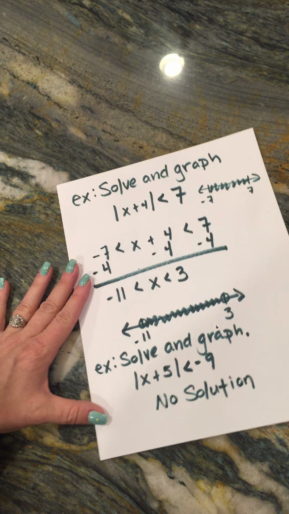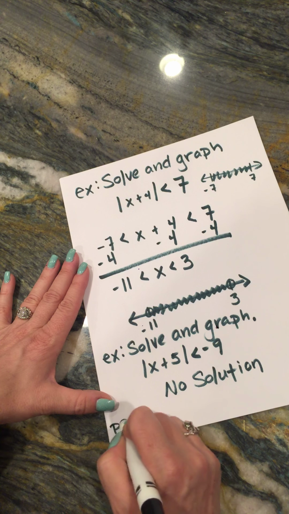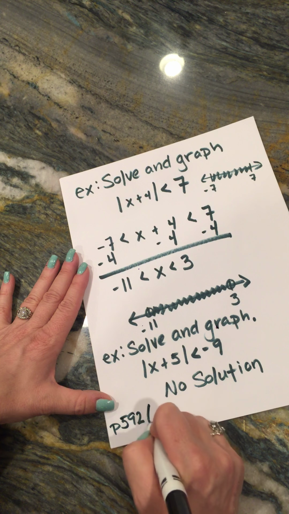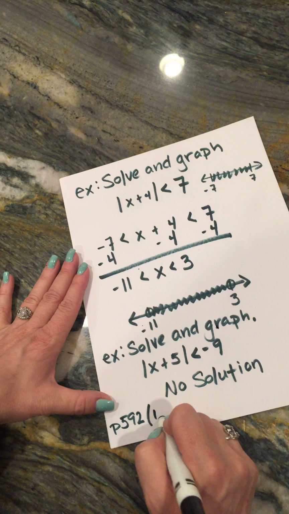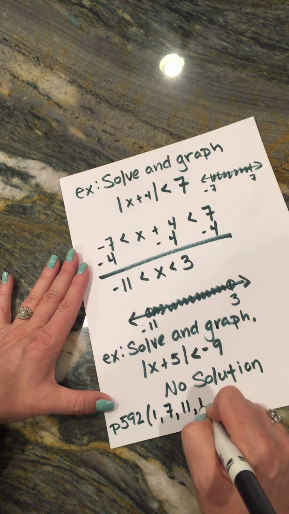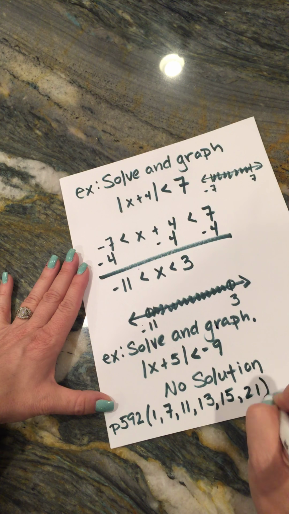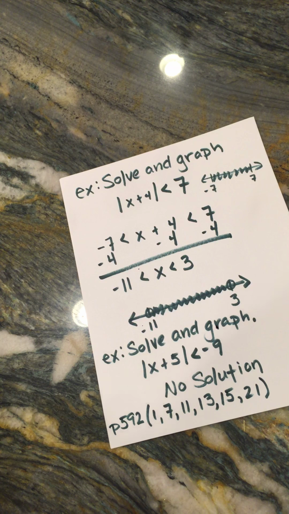So now I would like you, we'll shut off the video for a minute. I would like you to try page 592. Work on 1, 7, 11, 13, 15, and 21 right now. And then check your work in the back of the book and help each other out. I'll see you in a bit.